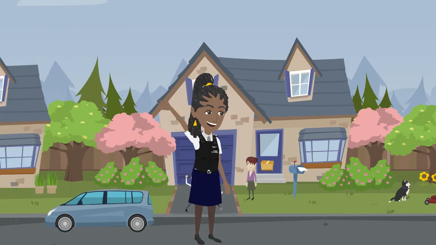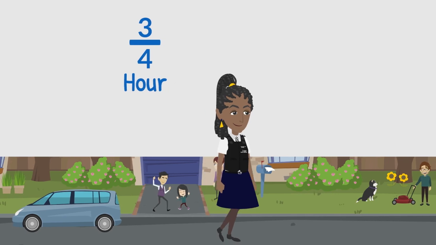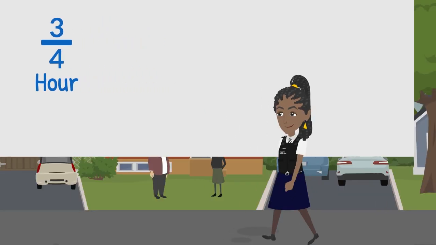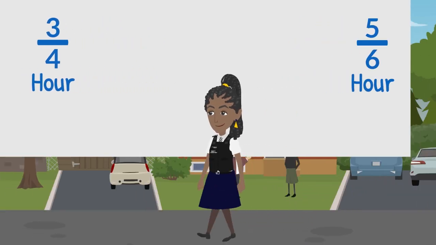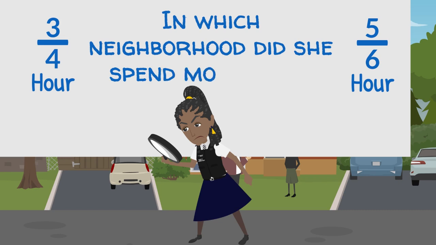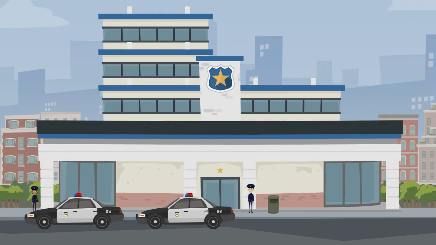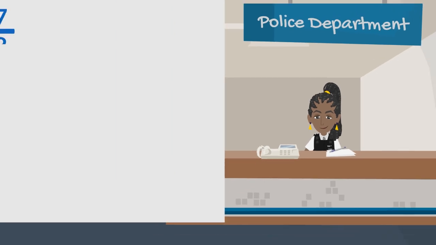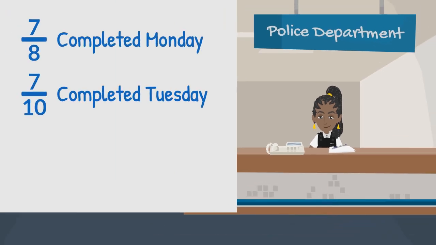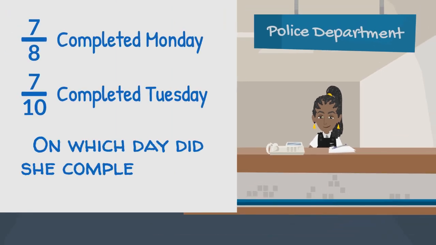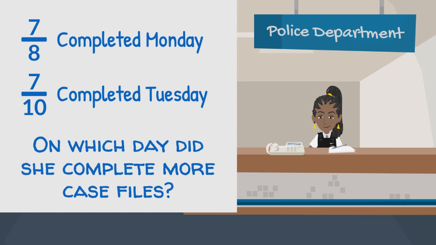Claudia, a police officer, spent 3/4 of an hour on patrol in one neighborhood and 5/6 of an hour in another. In which neighborhood did she spend more time? Claudia completed 7/8 of her case files on Monday and 7/10 on Tuesday. On which day did she complete more case files?